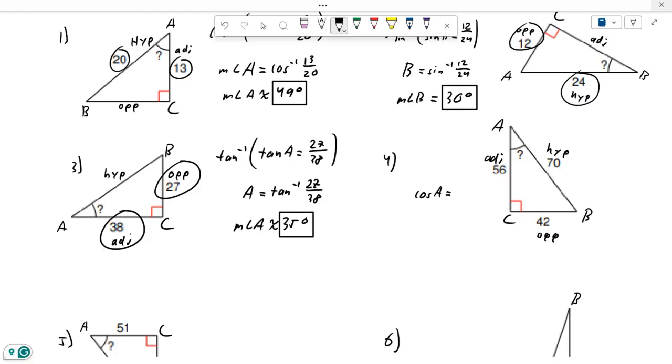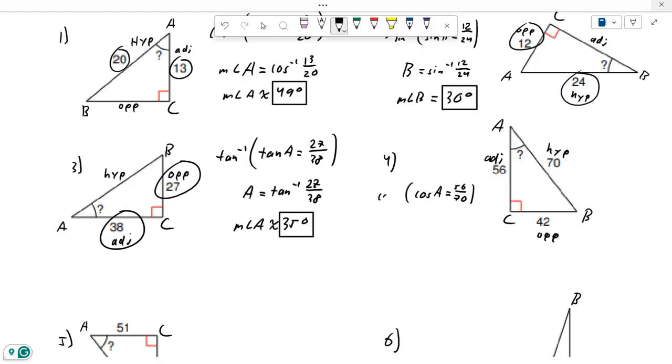So cosine is adjacent over hypotenuse. So for me, because I'm using cosine, I have to use the 56 and the 70, right? Opposite does not appear in the definition for cosine, so that's why I'm not using the 42. If you used sine to solve this problem, then you should use the 42 and the 70. If you use tangent, then you should use the 42 and the 56.